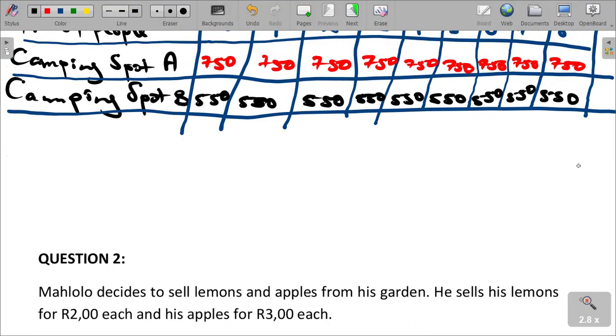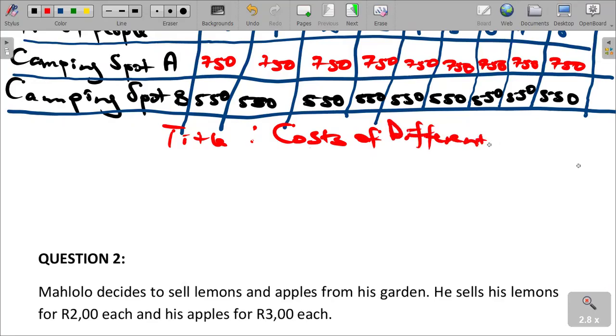You know that a graph should always have a title. So we are saying the graph title, you can put the title, and then cost of different camping sites.